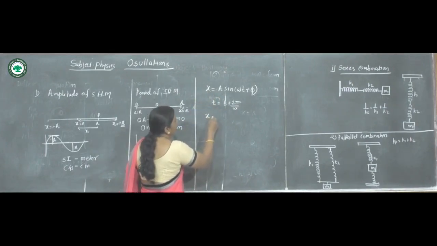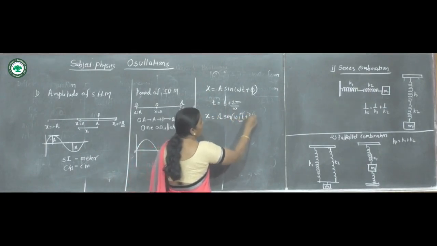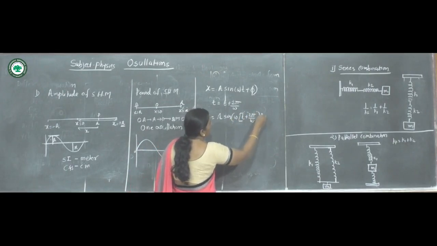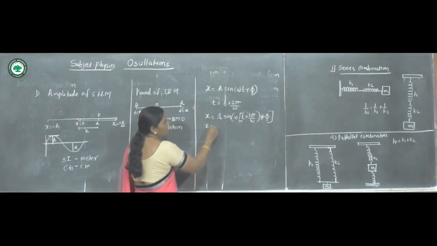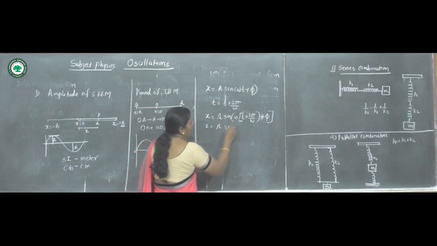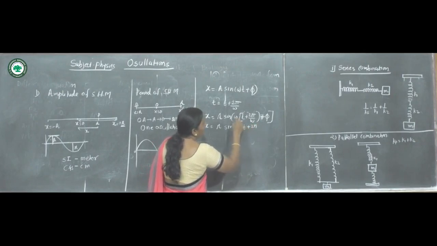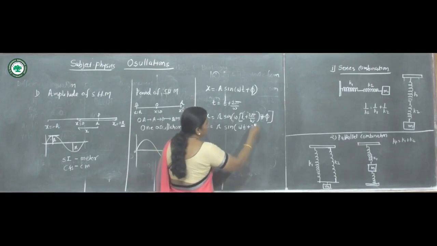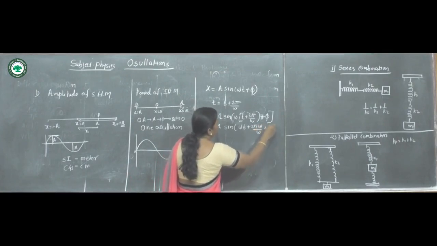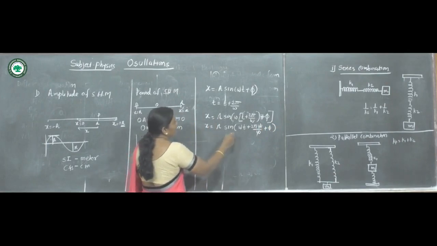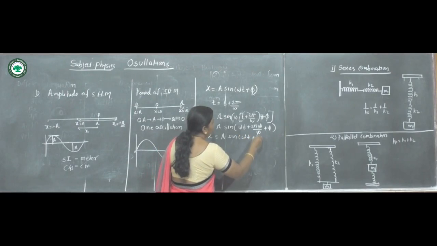Now in this case, substitute x is equal to a sin(ωt + φ), with t replaced by t plus 2π upon ω. Simplifying this equation, we get a sin(ωt + ω × 2π upon ω + φ). The ω divided by ω cancels, and we get x is equal to a sin(ωt + φ) here.